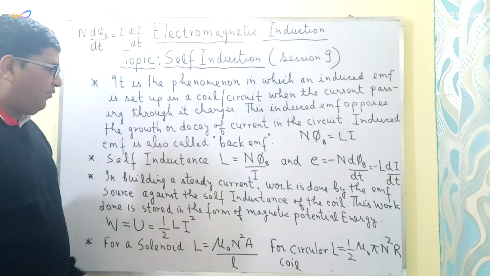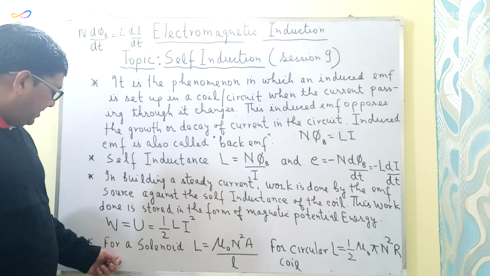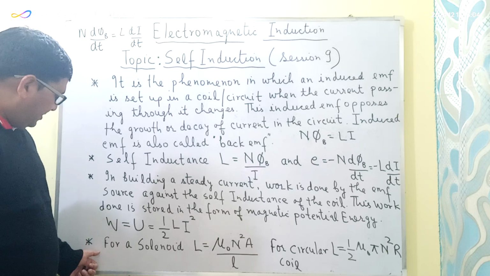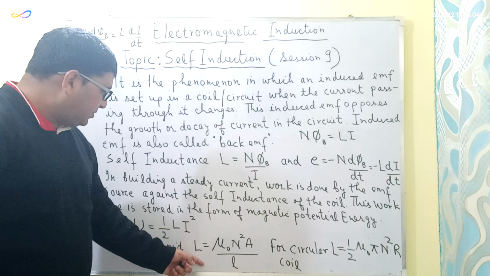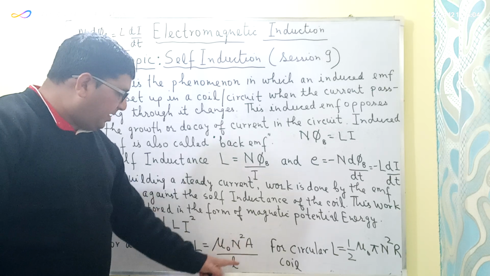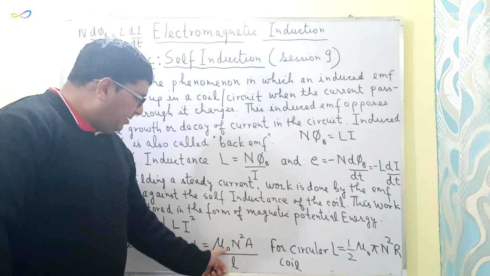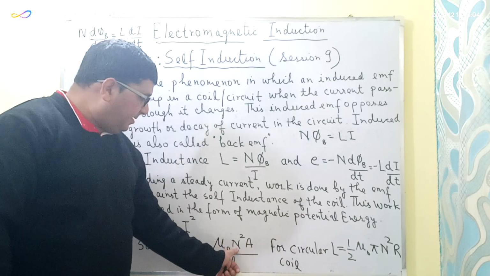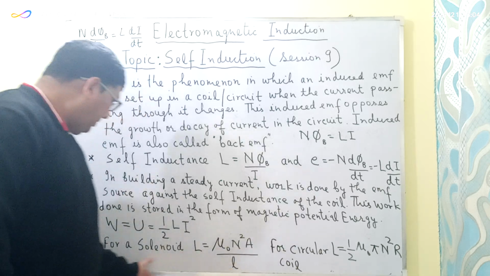And there are two important formulas which I have written in the last point. That is, for a solenoid, the self-inductance is given by mu naught into N square into A divided by L. Mu naught is the permeability, N is the number of turns, A is the area of cross section, and L is the length of the solenoid.